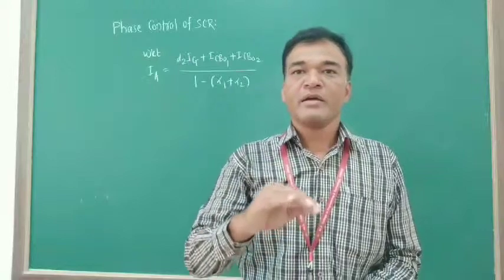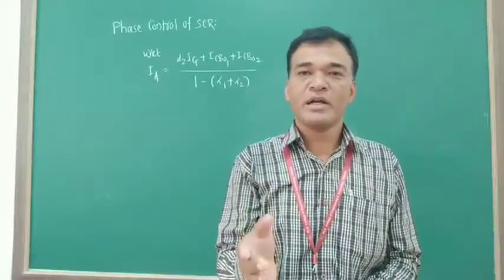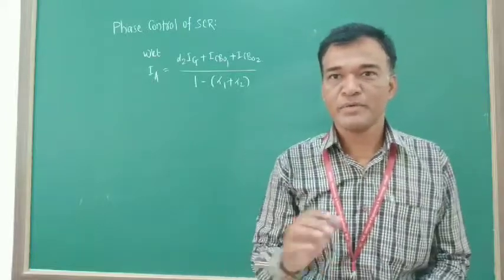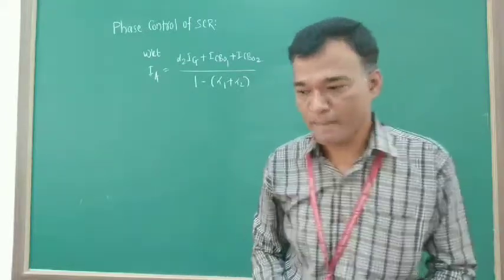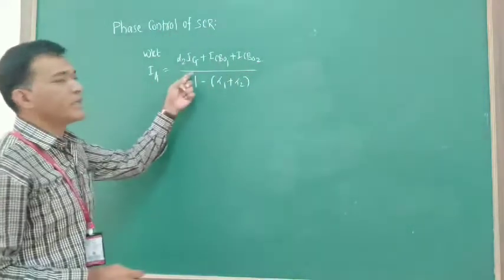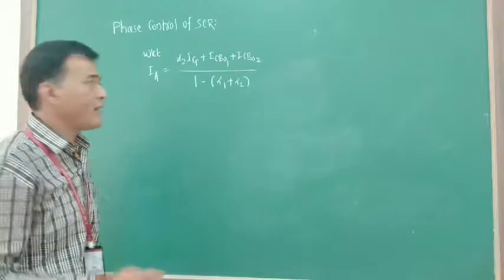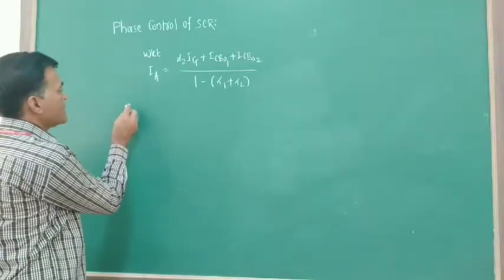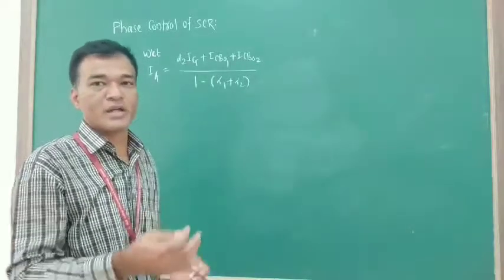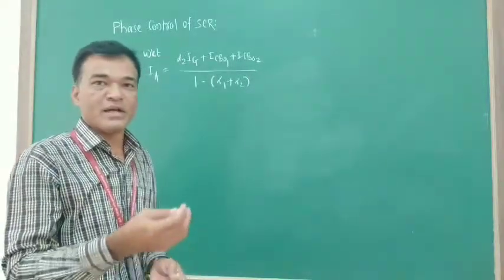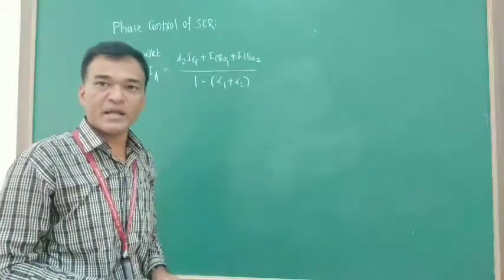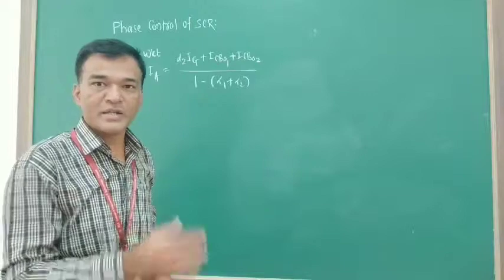So I can also control the instant at which the thyristor turns on by using this phase control of an SCR. There are many ways to increase the Ig. One way of increasing Ig is by using the RC circuit. That is, I need to connect the resistor and capacitor in such a way that it increases the Ig, which in turn makes IA greater than the latching current. Let us see this circuit diagram.